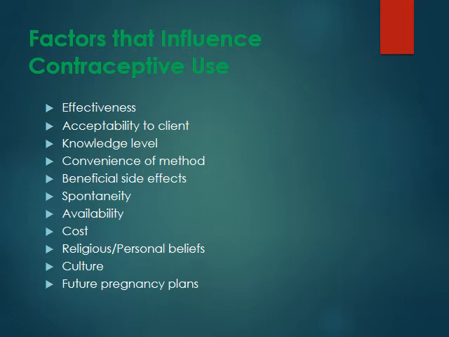How spontaneous is the person with her partner? Do they have to plan ahead, or are they able to plan ahead and prepare? How available is the contraceptive method? Where are the local clinics? What is their insurance? What is the most easily obtained? Cost of it, of course, is very important. If it's too expensive, people aren't going to use it.